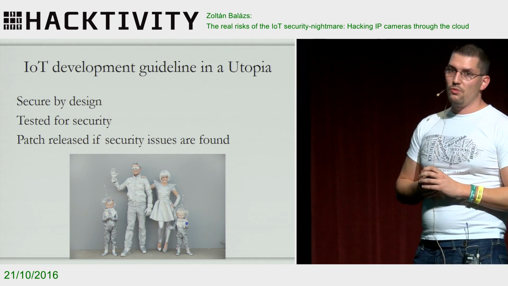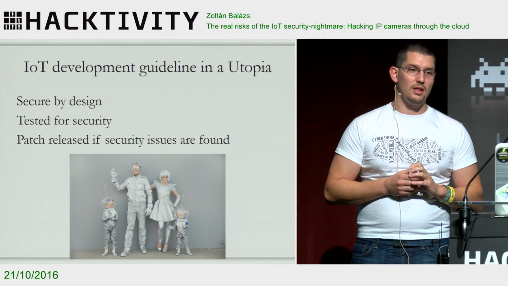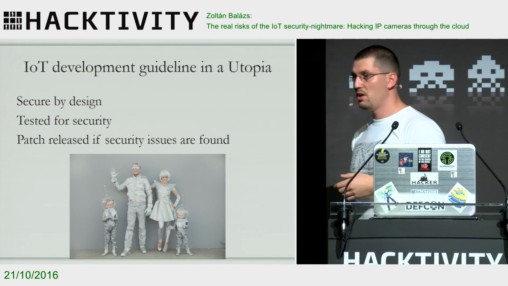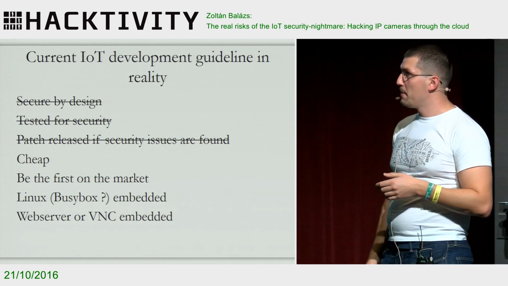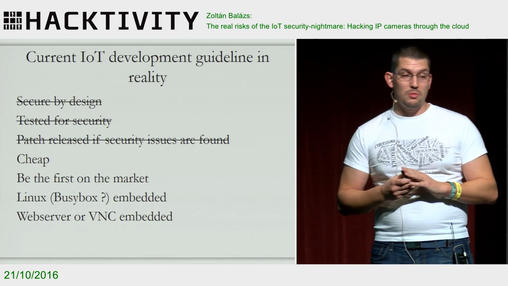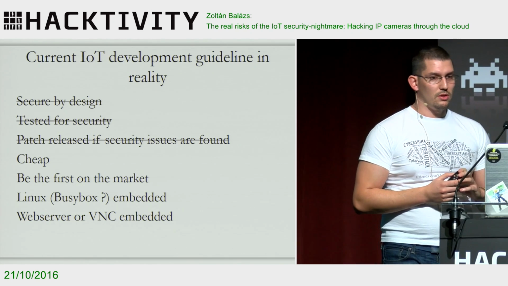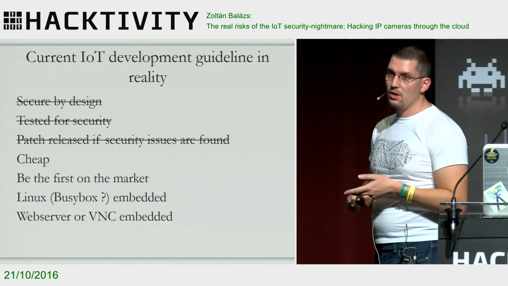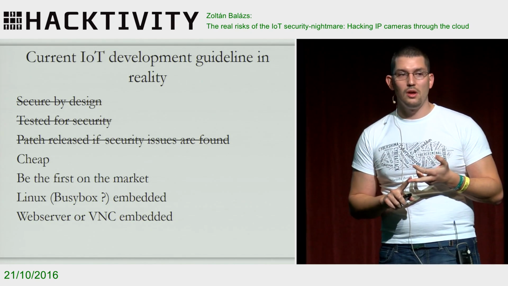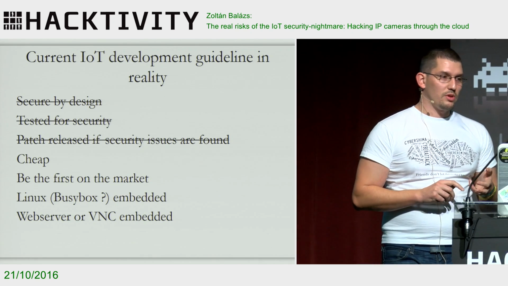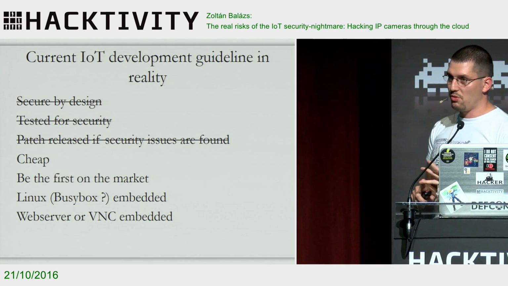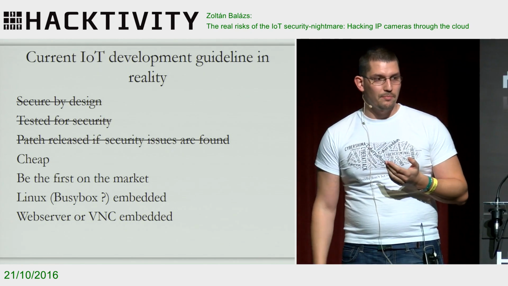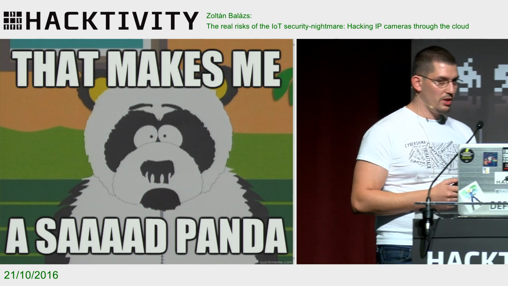In a utopian world, IoT development guidelines would look like: secure by design, tested for security, and patches are released if security issues are found. In reality, at the moment, none of these apply, because the current guideline is that it has to be cheap, you have to be first on the market, you should embed some Linux or BusyBox into it, and most of the time, people embed web servers or VNCs into these devices, and most of the time for no reason at all. And this makes me really, really sad.